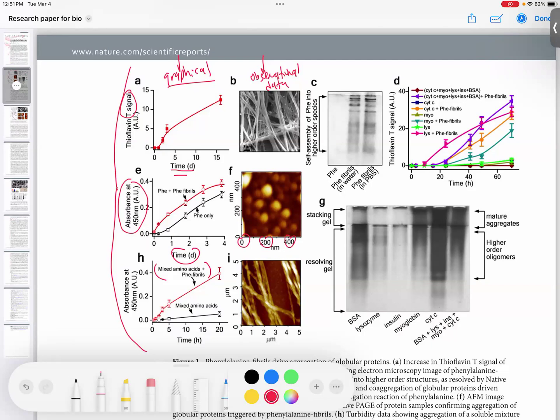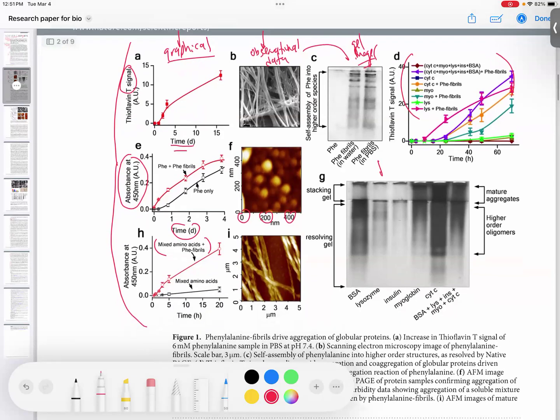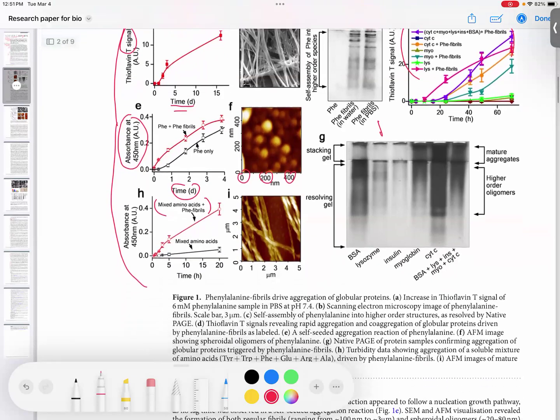They also, this is a type of observational data as well, C and then G. These are like what's referred to as gel images. And we'll do electrophoresis in lab toward the end of the lab. And so this is another type of data. And then they have the signal associated with lots of different types of situations. And you can see they've plotted many, many lines on the same graph. So you can compare the lines side by side. A lot of times people like that.